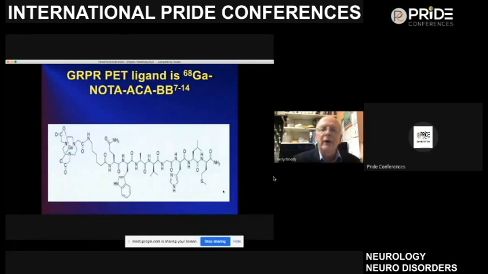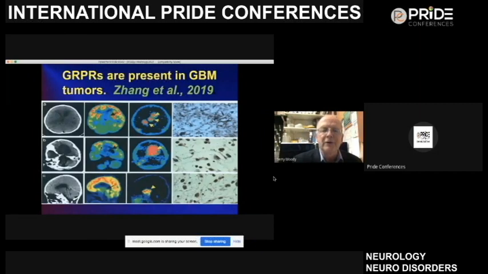So a ligand was then made to image the glioblastoma, utilizing the GRP receptors. So we have the bombesin-like peptide, the C-terminal, the 7-mer. We have a linker, and there's a chelator that intercalates gallium-68. This is for imaging.